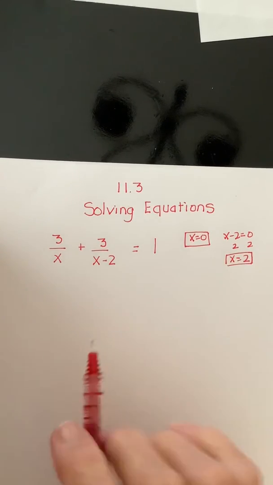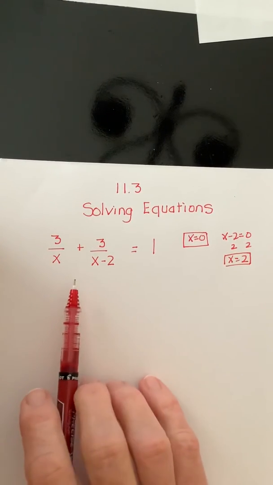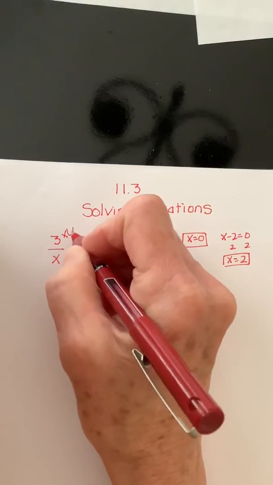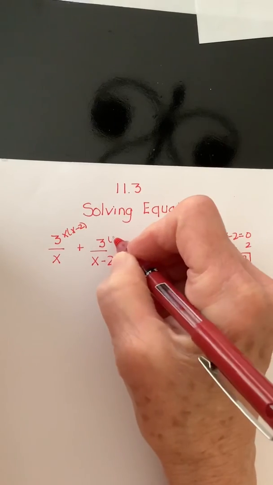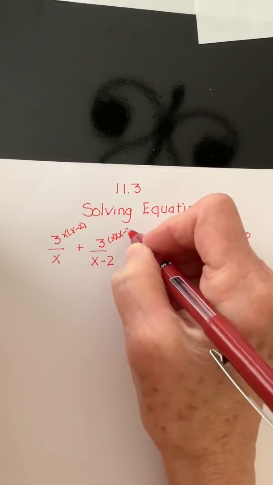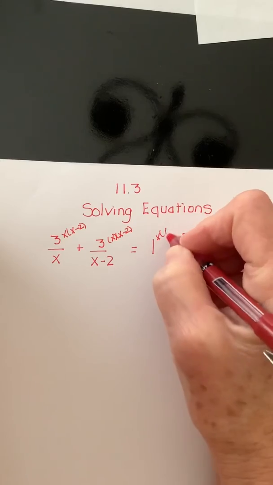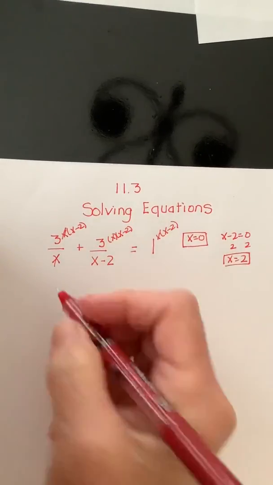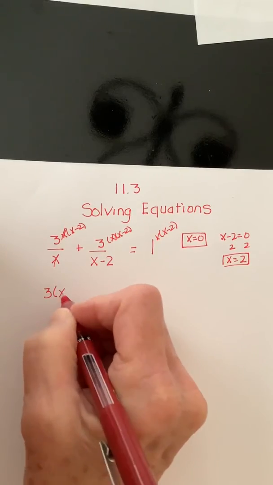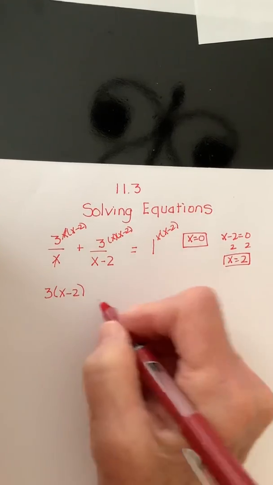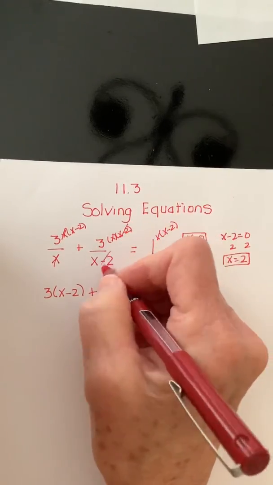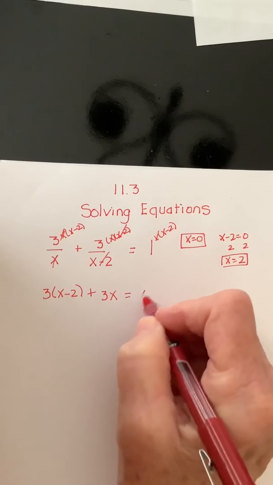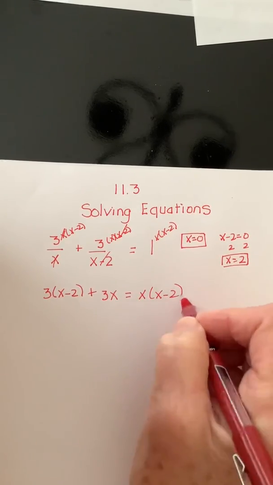Okie doke. So we're going to multiply by a common denominator. Our common denominator is x times x minus 2. So I'm going to write this in front of every single term, or beside every single term. I guess it's not really in front, it's just beside. Okay, so let's go through. X over x is 1, so we're left with 3 times the quantity x minus 2, plus x minus 2 over x minus 2 is 1, so we're left with 3x, and that's equal to x times x minus 2.